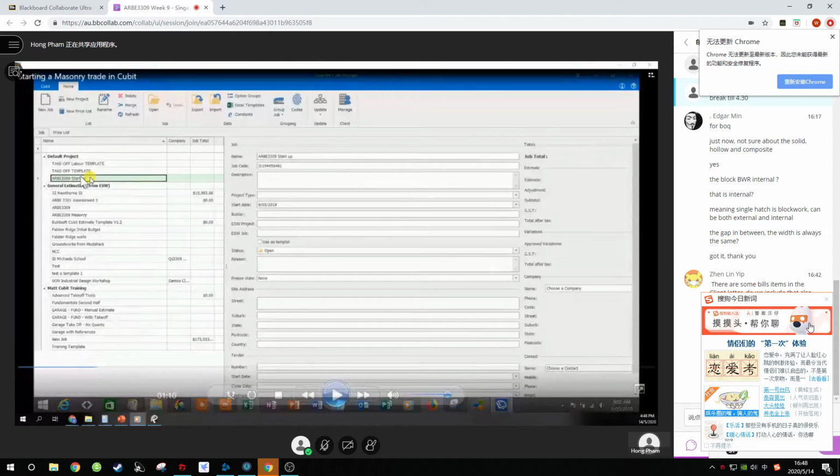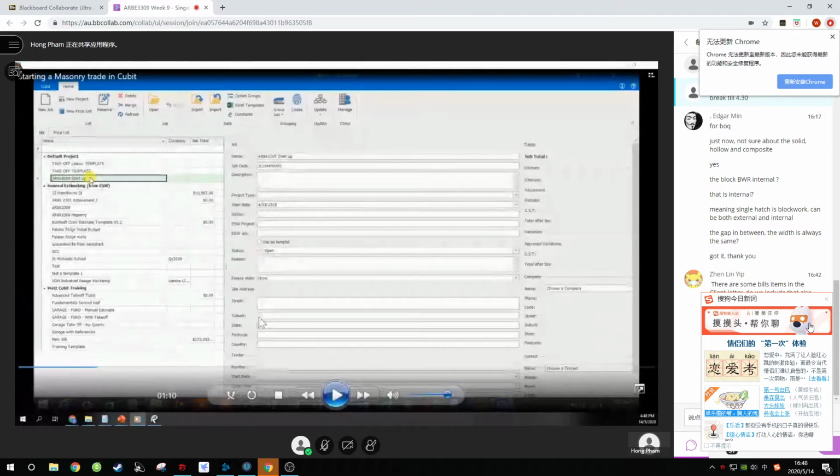So first of all, when you open Qubit, you just press new job. Then you will see new jobs, and you just select any project from here. Then you press new job and create a job name, then you double click and it will go inside. I've just picked what's called a blank template.